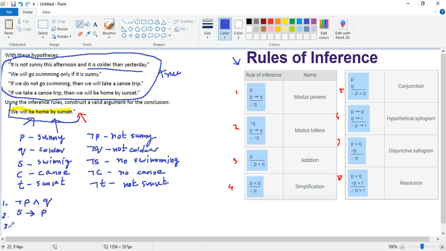So now the third one. If we do not go swimming, which is not S, then we'll take a canoe trip. So that's straightforward. If we do not go swimming, then we'll take a canoe trip, which is C. Now the fourth argument is if we take a canoe trip, which means C implies we'll be home by sunset, which means it's T, right?